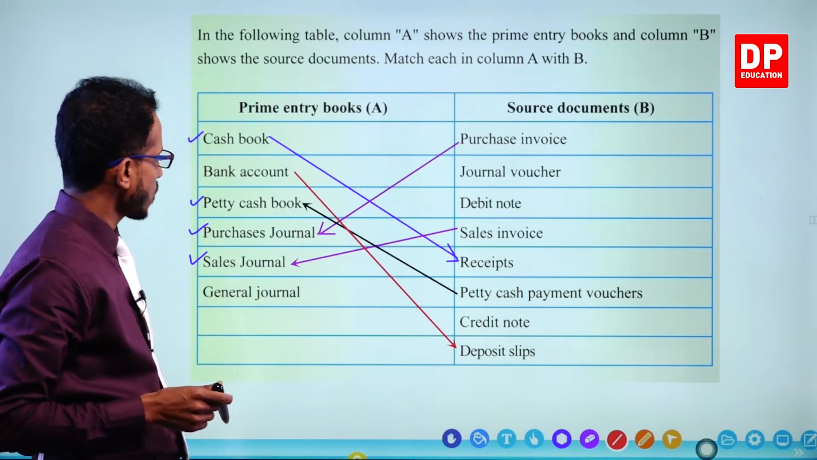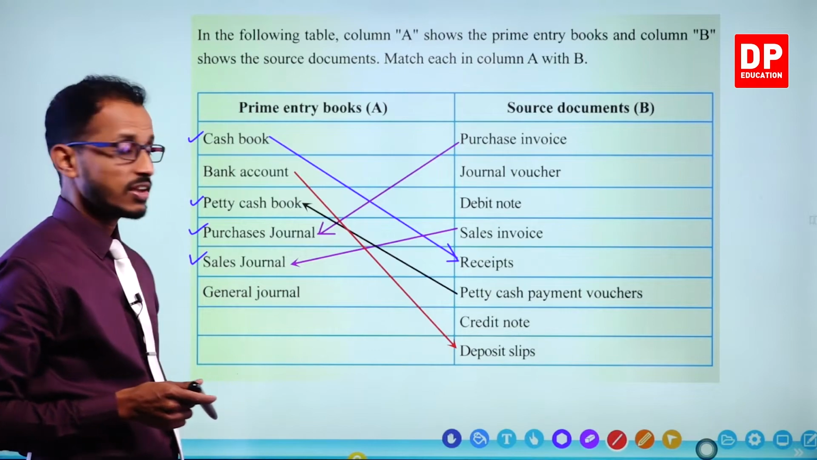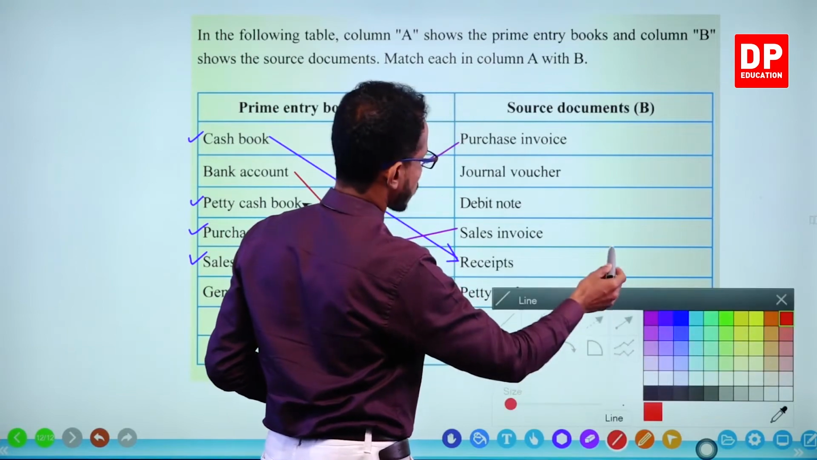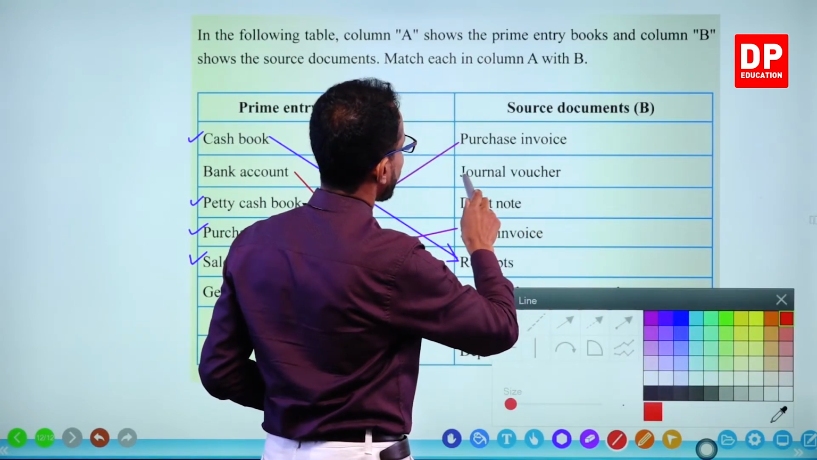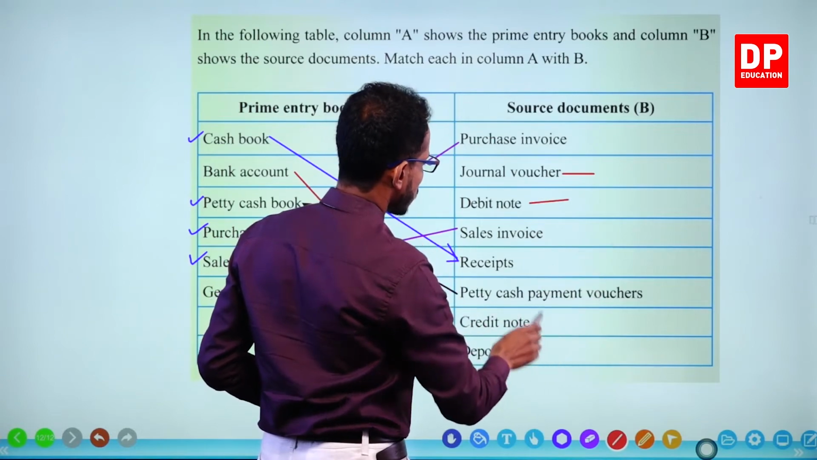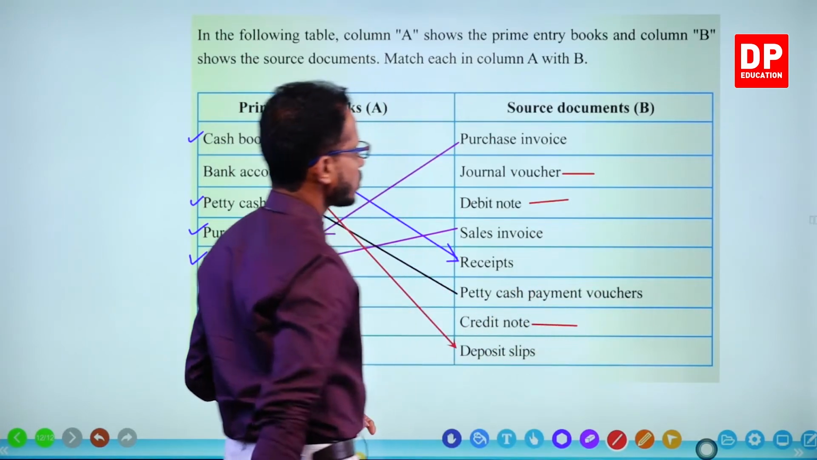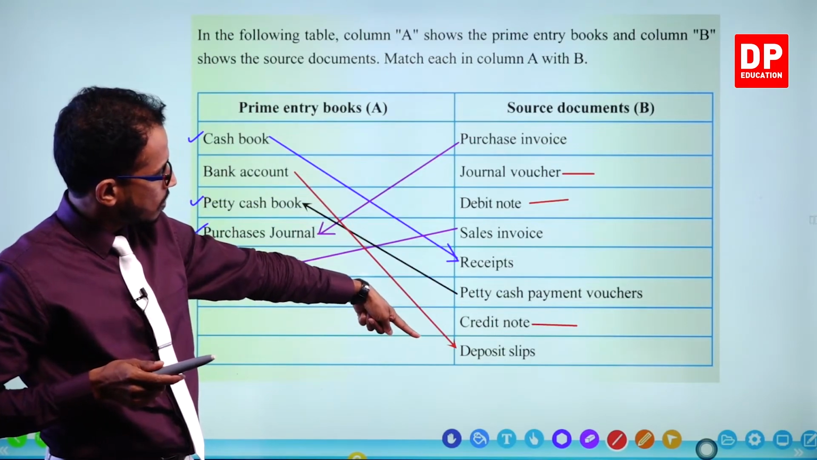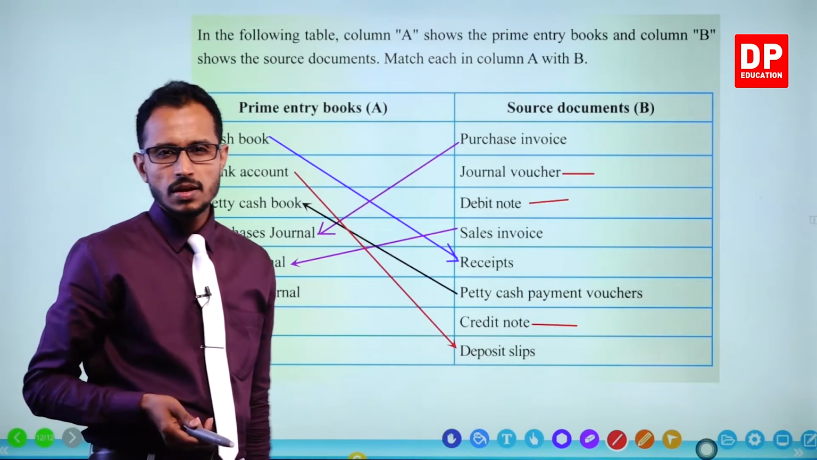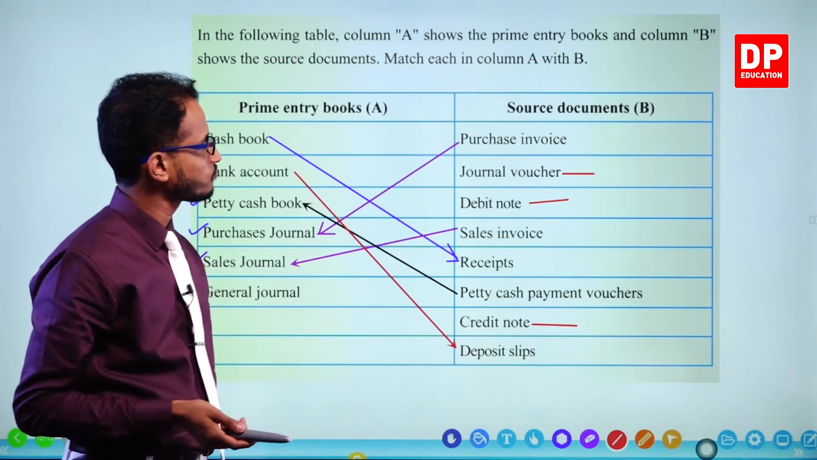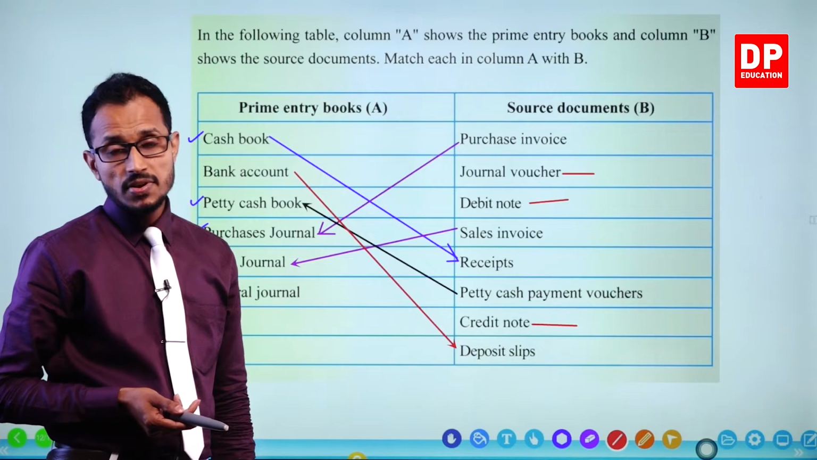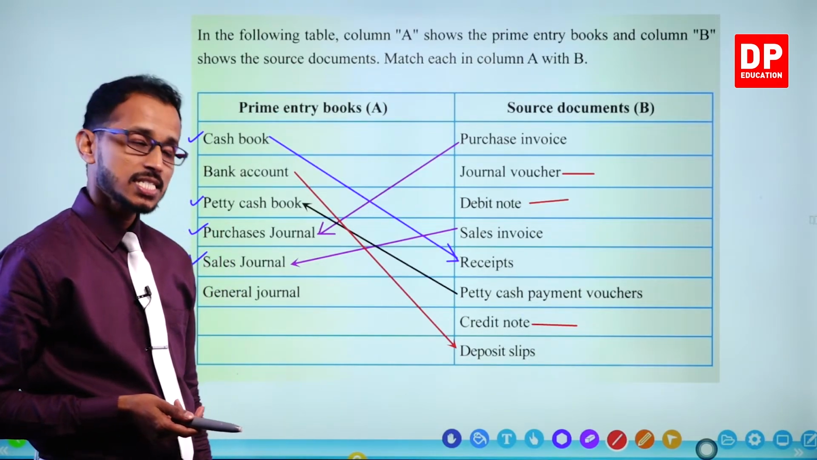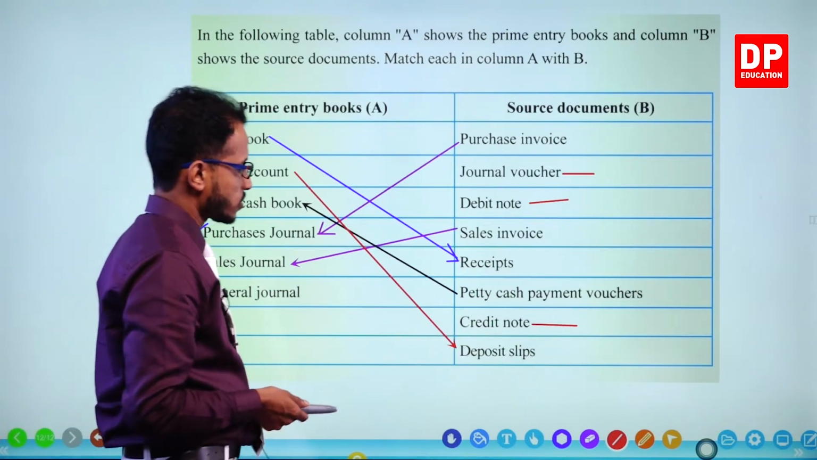All right. So we have only one left. General journal. Is it the journal voucher? Is it the debit note? Is it the credit note? All the others are already marked, matched. Well, if it is the general journal, children, we should memorize, we should remember this. The source document is the journal voucher. That's right.